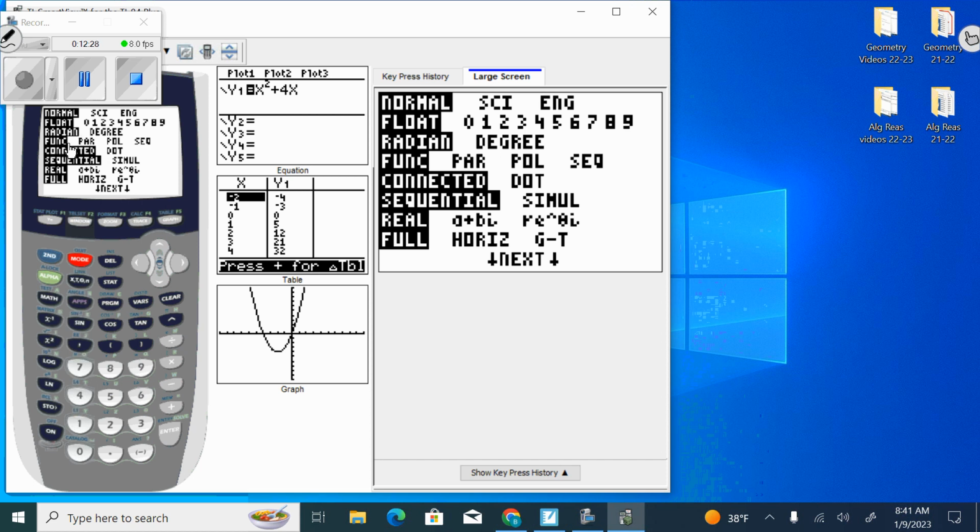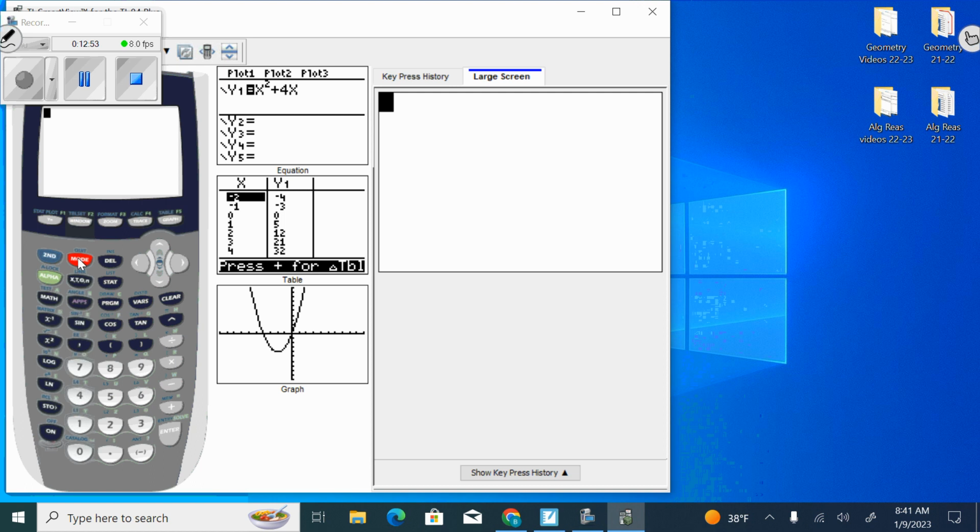So currently the word radian is highlighted. So you're going to arrow down to that row, arrow over to highlight the word degree, and hit enter so that it'll save it in degree mode. Okay, so everybody got it in degree mode? So just make sure that word is highlighted, press enter to save it. Okay.